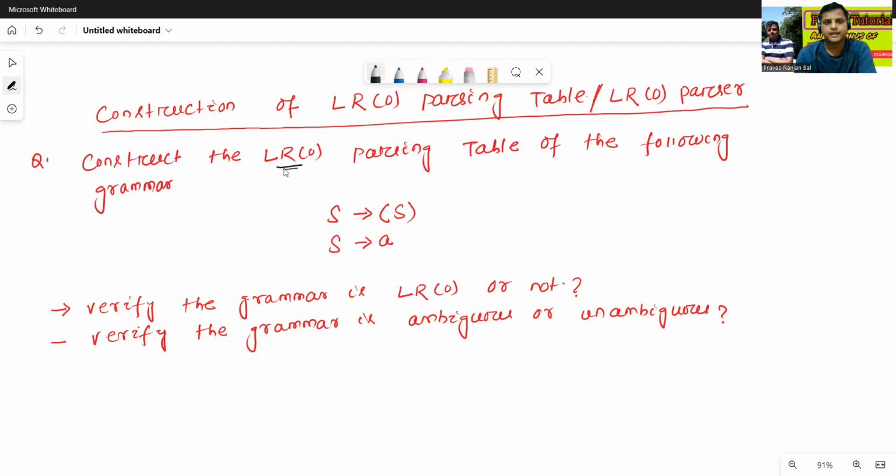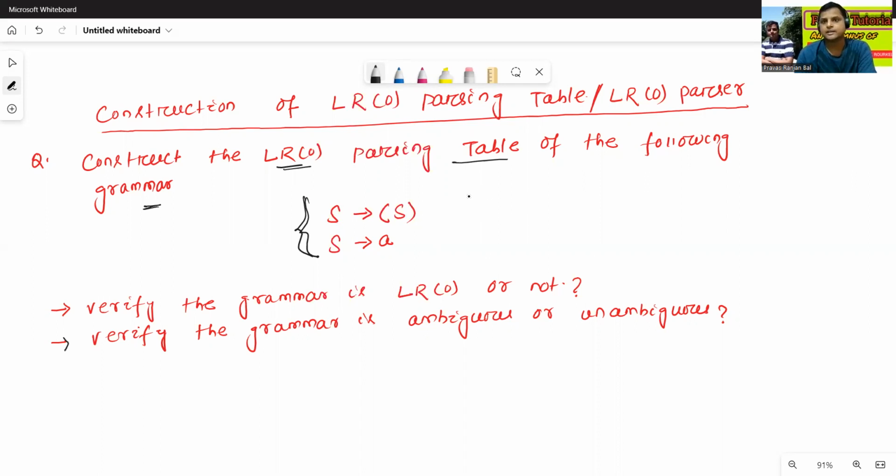Construct the ALR0 parsing table for the following grammar. The grammar is given: S to open bracket S close bracket, then S to S A. Next, verify whether the grammar is ALR0 or not, and verify whether the given grammar is ambiguous or unambiguous. Okay, so this is the given context-free grammar.